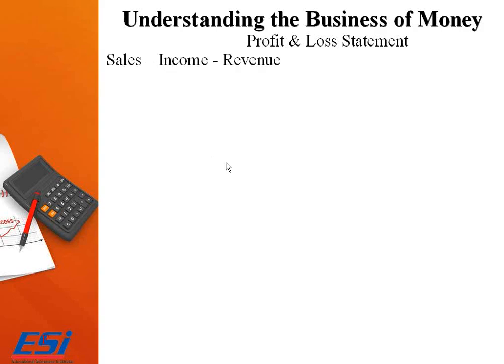A profit and loss has some very basic categories, and the first one that we look at is sales. Now, sales, income, and revenue all mean the same thing. It's going to be money deposited in the bank, whether it be cash, checks, credit cards. It's money for services rendered. And typically, we sell three basic things. We sell parts. We buy them and resell them.